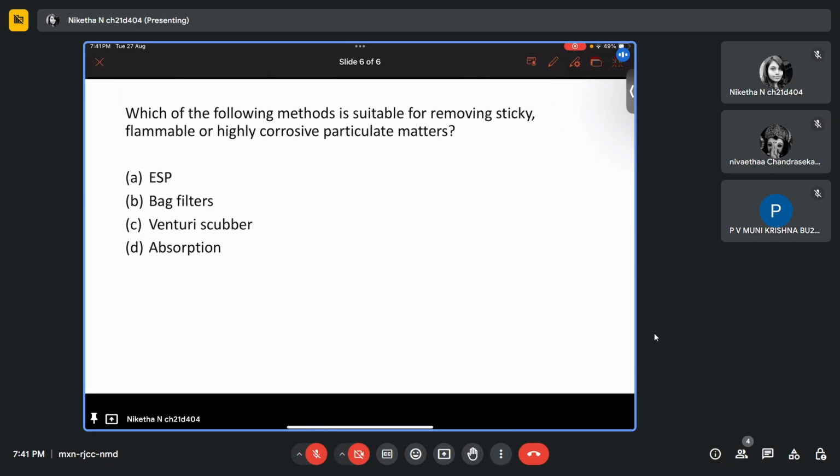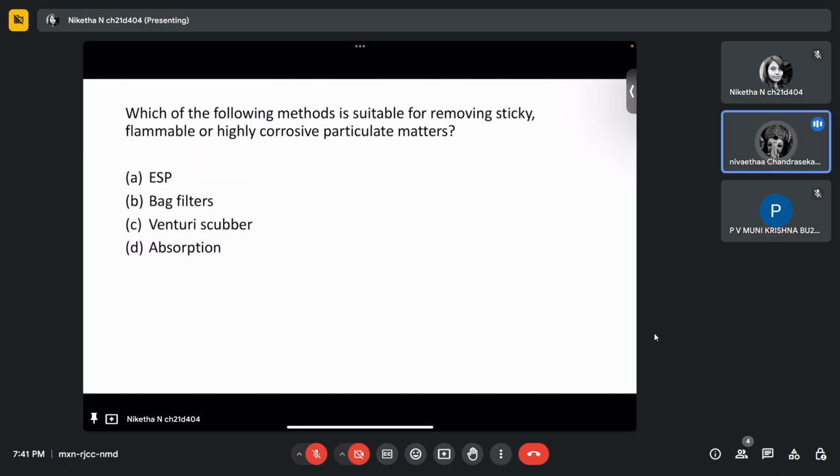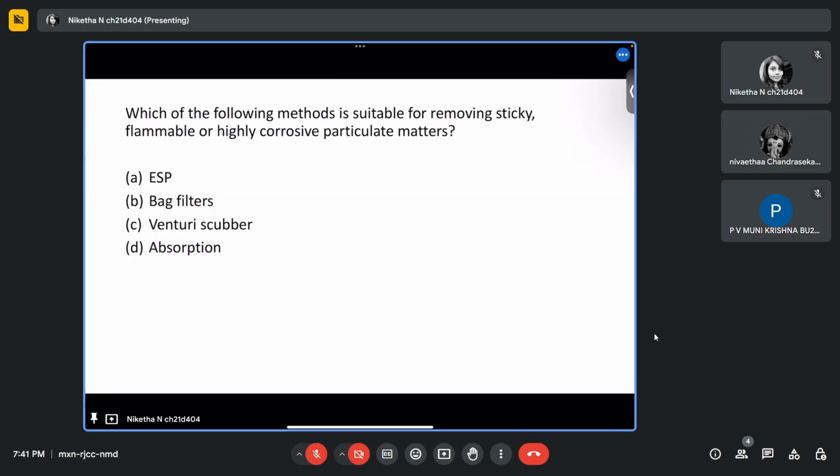Next question. Which of the following methods is suitable for removing sticky, flammable or highly corrosive particulate matter? Ma'am, is that Venturi scrubber? Yeah. Since electrostatic precipitators use current, we cannot have anything which contains a lot of moisture or is corrosive. And bag filters are highly prone to chemical attacks.